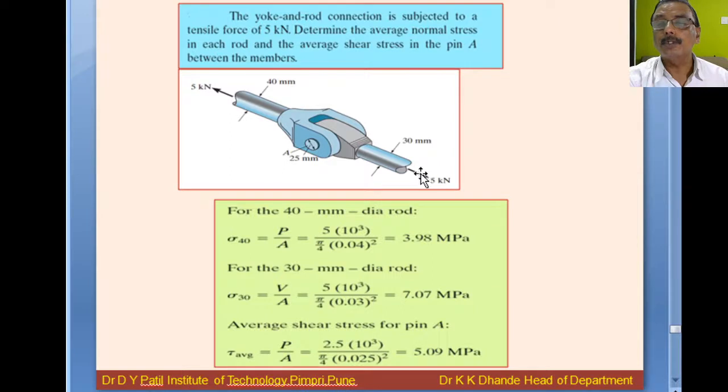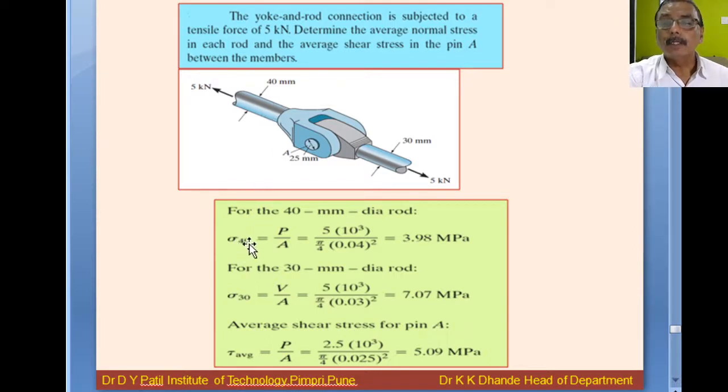There are two rods, one having diameter 30 mm, another rod having diameter 40 mm. Diameter is different, and both these rod sections are connected to the yoke with the help of pin A, which has a 25 mm diameter. So first we will consider the first rod, 40 mm diameter. We have to calculate the stress here for 40 mm diameter.